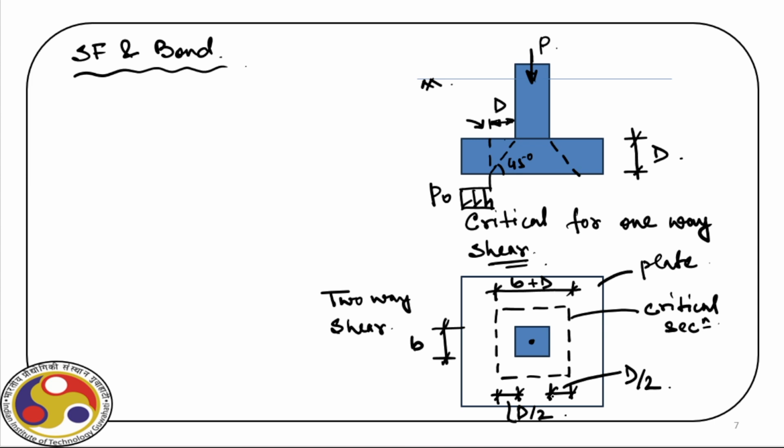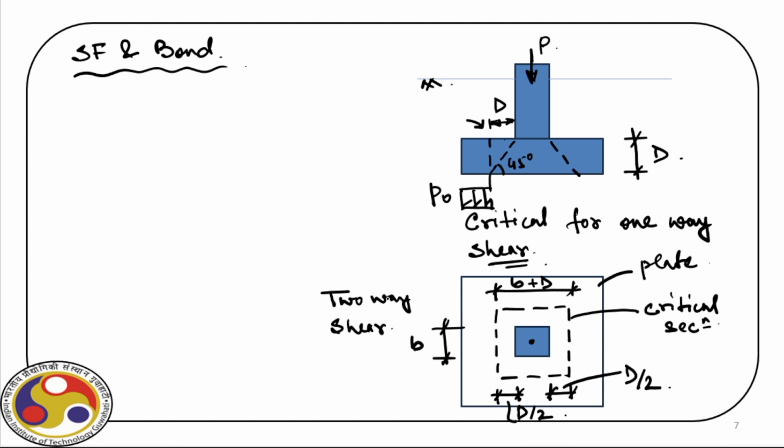Now, for this punching shear, what is the design procedure? Let me quickly go through, because design against bending is straightforward. We will use the bending formula that we have already covered for beam design. One-way shear, again, is very simple. If you recall, tau v should be less than or equal to k times tau c.